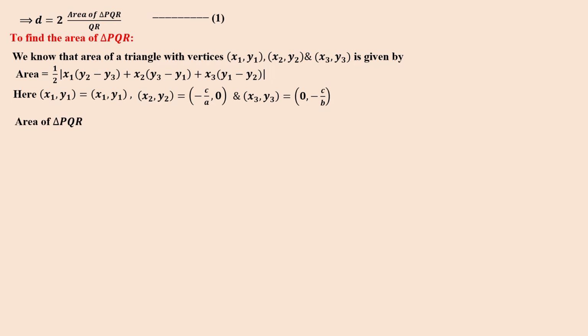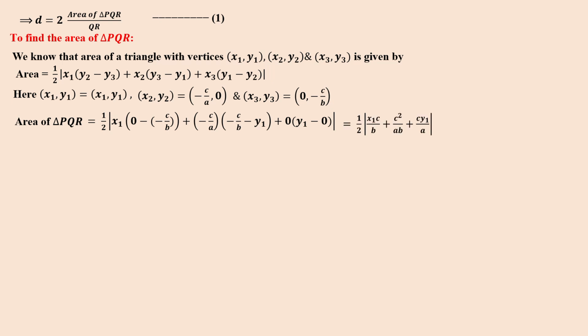Substituting this value, area of the triangle PQR is equal to half into x1, 0 minus C by B plus minus C by A into minus C by B minus y1 plus 0 into y1 minus 0. So that is equal to half into minus into minus plus x1 C by B, first term, minus C by A into minus C by B. So minus into minus plus C square by AB. Then minus C by A into minus y1, minus into minus plus C y1 by A. Last term 0 into something is 0.